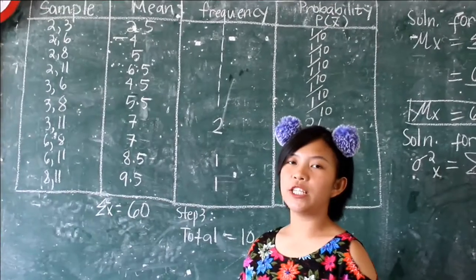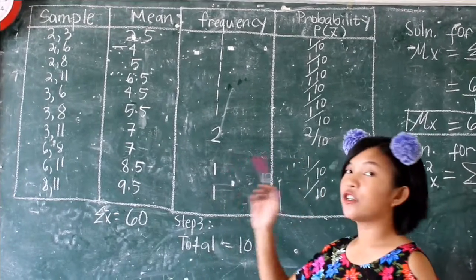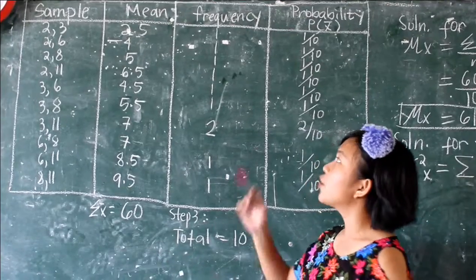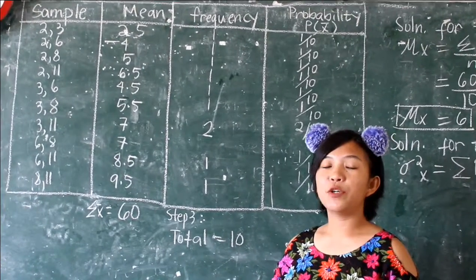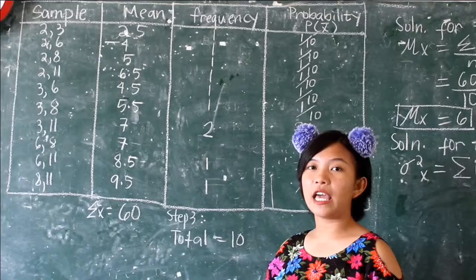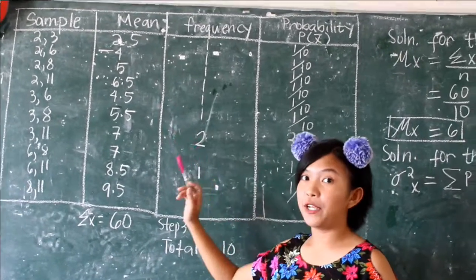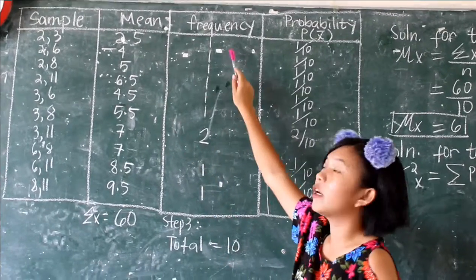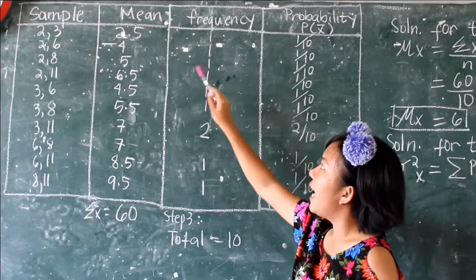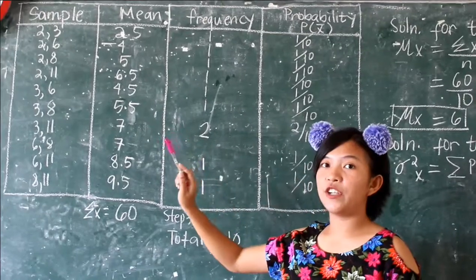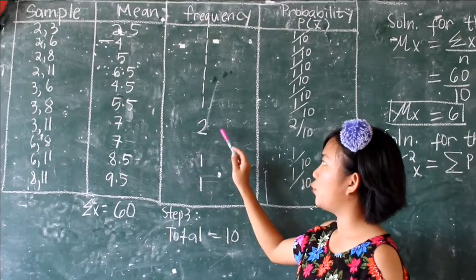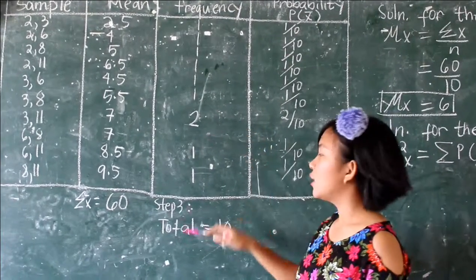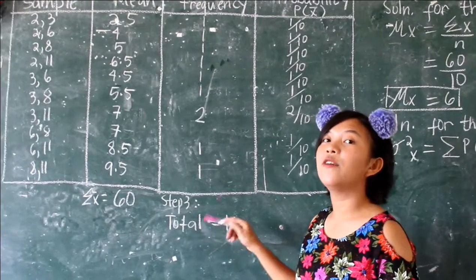Now, let's proceed to our third step, which is constructing a frequency table from the means obtained in our second step. The frequency is how many times a mean appeared in our data. So 2.5 appeared only once in our data, so we put 1. And 7 appeared twice in our data, so we put 2, and so on and so forth. Our frequency has a total of 10.